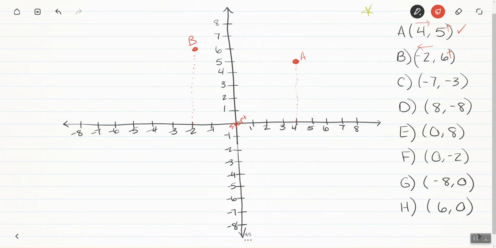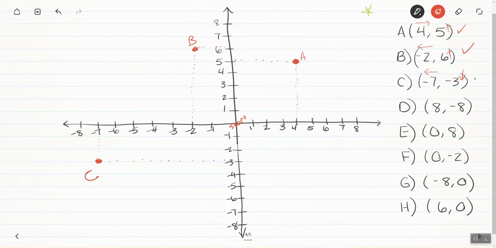Letter C, I have to go backwards, that's 7. So I'm going to start in the middle, go backwards to -7. And then I have a -3, so I'm going to go down 3 from -7. So that is letter C. And if you need to, you can connect them so you can see where they're connecting on that coordinate plane, so you can see the intersection of those points.